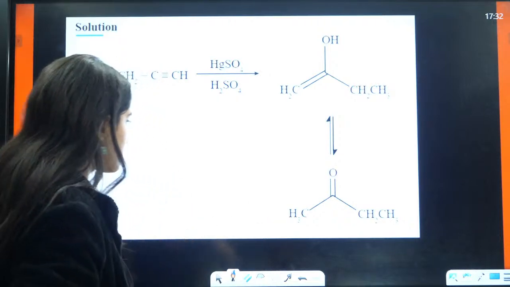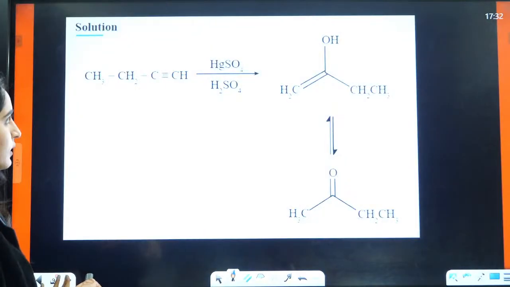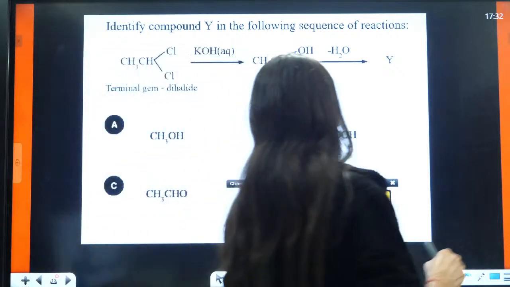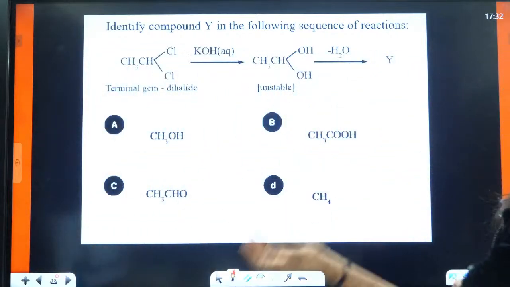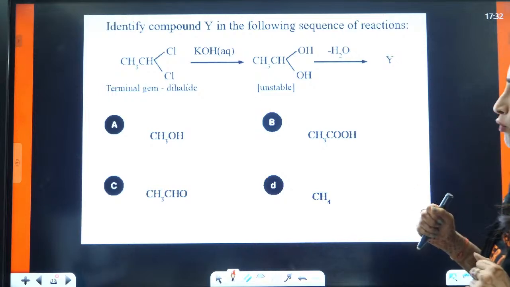So this is CH3, C double bond O, CH2, CH2. Okay, this is the thing that you will get. Next is: identify the compound Y in the following sequence of reactions. Now you have to identify the compound here.